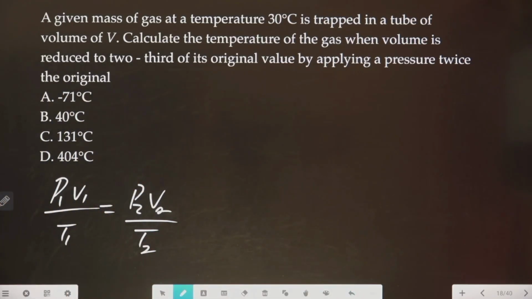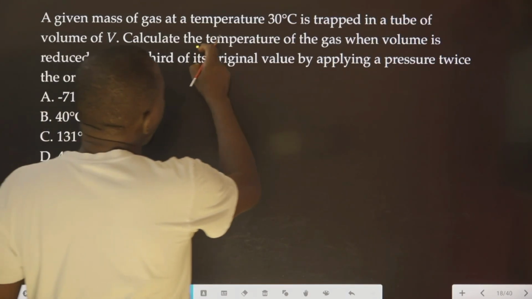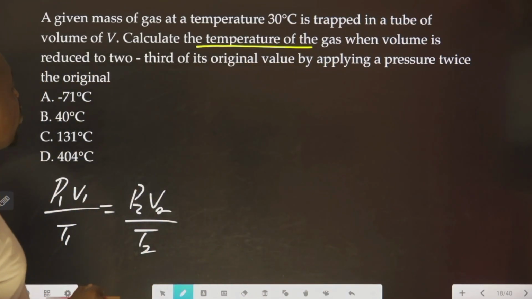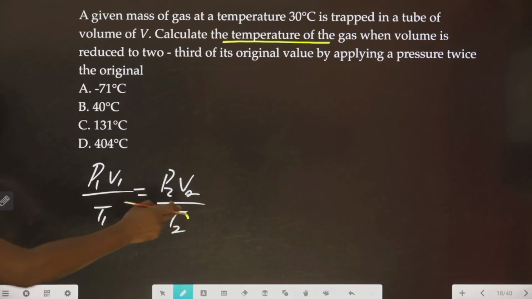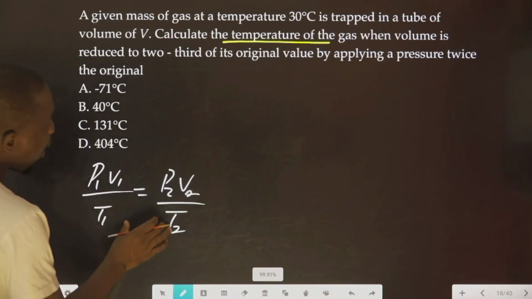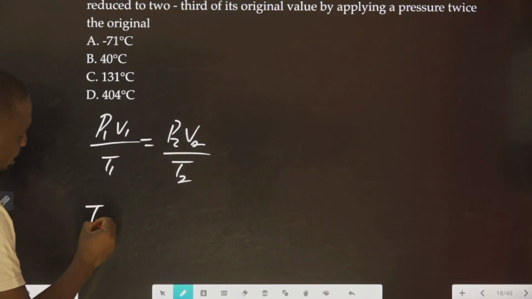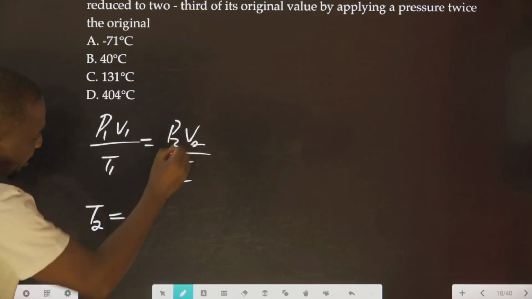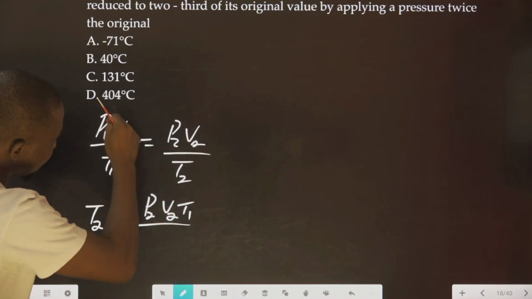The next thing we need to do now is to ask ourselves, what are we looking for? Calculate the temperature. We know the first temperature, the second temperature. Let's make this one the subject of the formula. Without wasting our time, if you want to make this the subject of the formula, you agree with me, it is simply T2 is equal to P2 V2. Then this comes here. Then these guys come down.